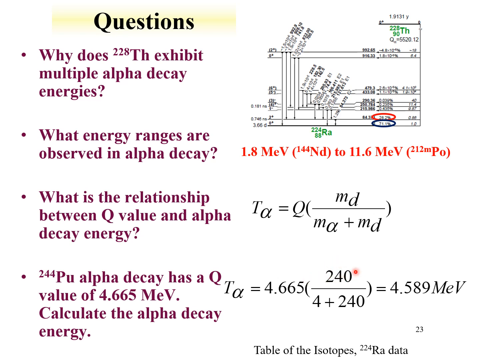Plutonium-244, the progeny is uranium-240. So 240 divided by 240 plus 4, that's equal to 4.589 MeV. And if you looked in the chart of the nuclides, you would see that that is one of the alpha decay energies for plutonium-244. You would also see that there are other values that are available. Again, that has to do with decaying to excited states. Even this value, that's the maximum alpha decay energy that can be obtained from a given Q value.